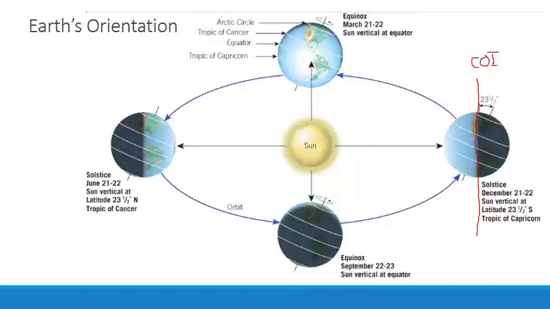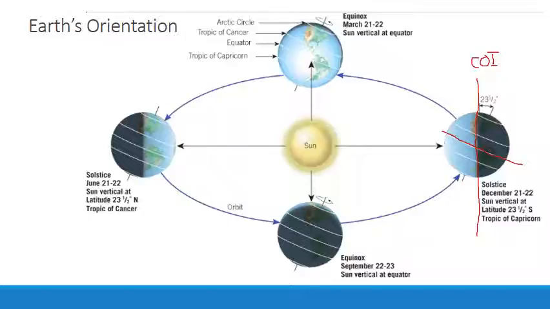So the poles are also tipped 23.5 degrees from the circle of illumination because the equator is perpendicular to the geographic north and south poles. If the axis weren't inclined, we wouldn't have any seasons. Because the axis is always pointed in the same direction, that's another thing.